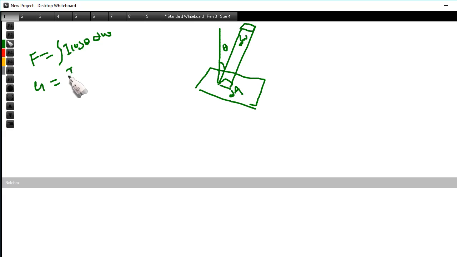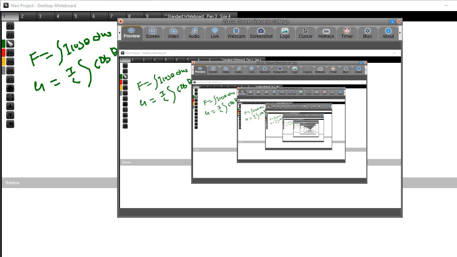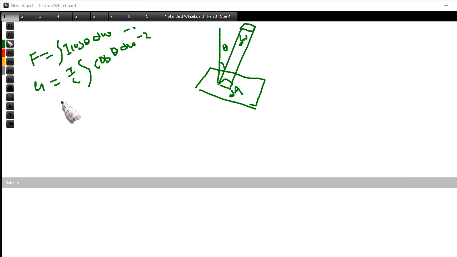Energy density is always equal to I by C. Everything is similar, just like before, with cos theta d omega. Solving these two equations will give me the radiation pressure. So how can I do that?